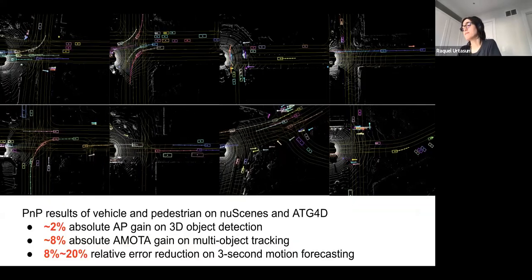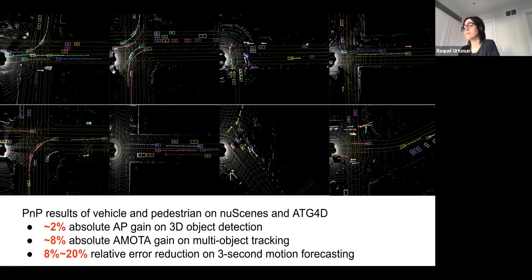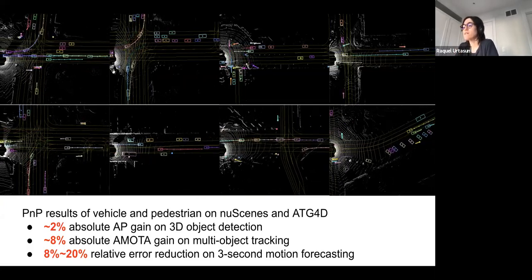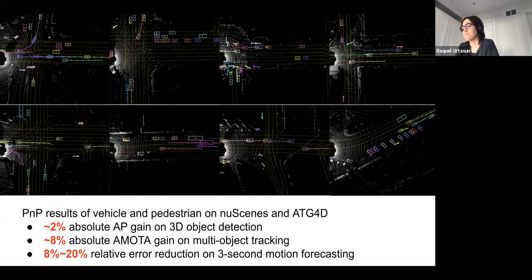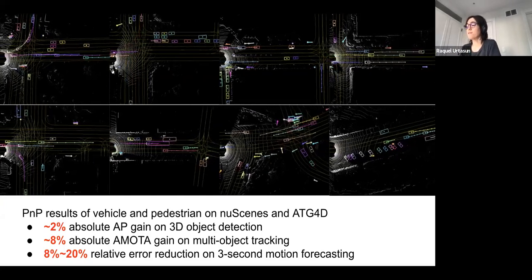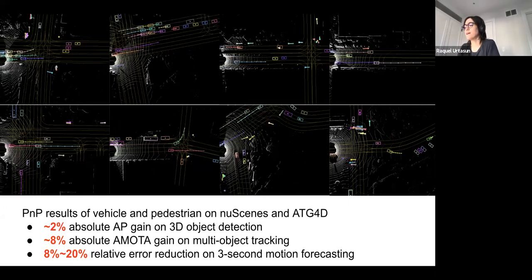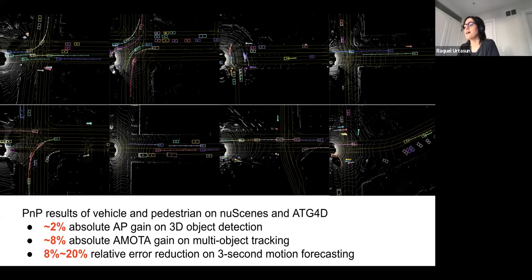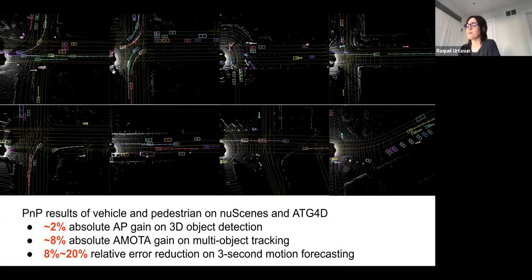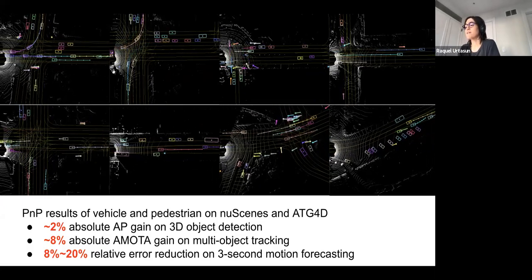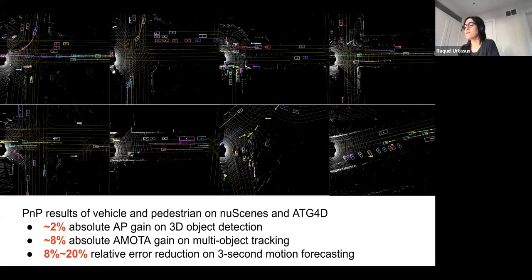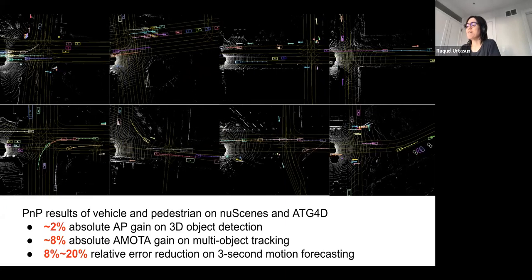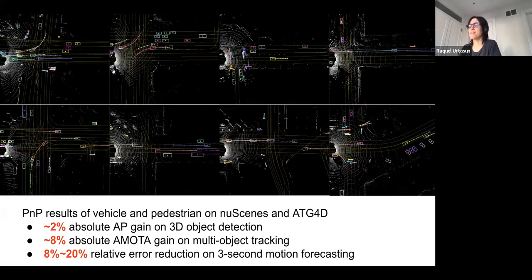In these snippets, the self-driving vehicle is located at the left center, and we show the perception and prediction results of PMPNet on vehicles and pedestrians within 100 meters. Different colors denote different object identities. We visualize only high confidence detections at each frame to avoid clutter. On 2 large-scale benchmarks, PMPNet achieves a 2% gain on detection, 8% gain on tracking, and up to 20% improvements for motion forecasting.